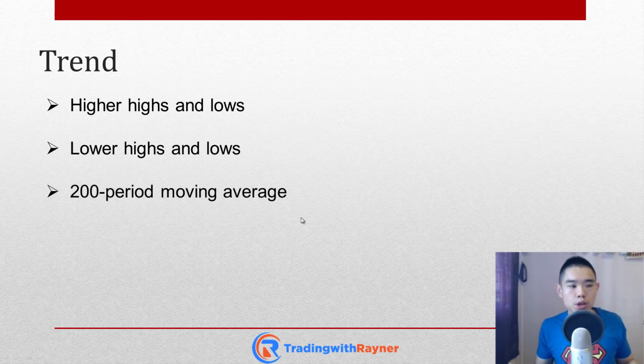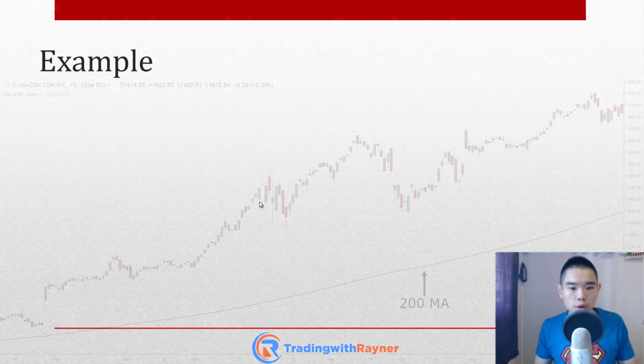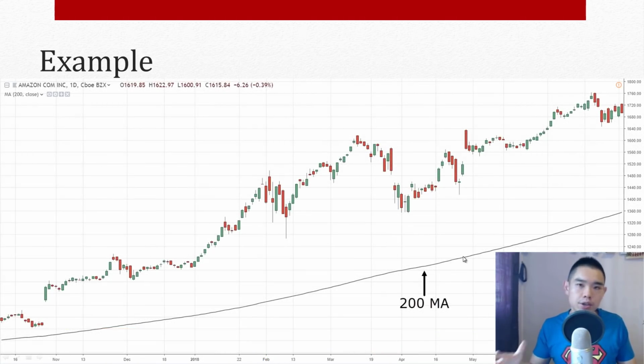And one tip to share with you is that to define a trend, you can use the 200 period moving average to help you. So let me share with you an example. The 200 period moving average is just an indicator. You can get it on most charting platforms. Just select 200, and over here, this black line is what we call the 200 period moving average.